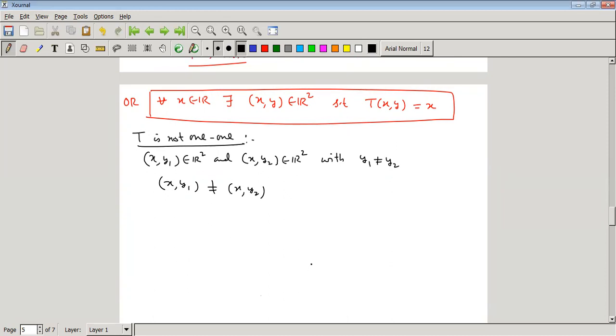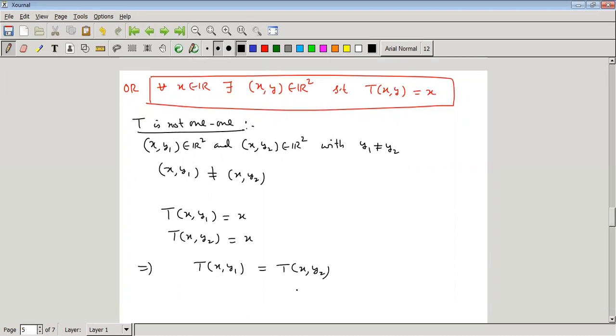So we have to find that their images are also distinct if it is 1-1. But if it is not 1-1, then its image is the same. So what is the image of T(x, y1)? It is x. And what is the image of T(x, y2)? That is again x. So this implies that T(x, y1) is equal to T(x, y2).